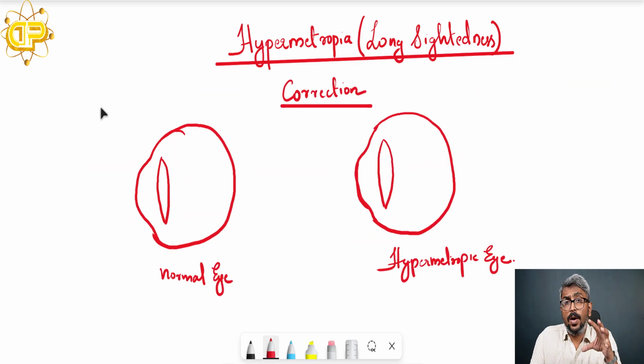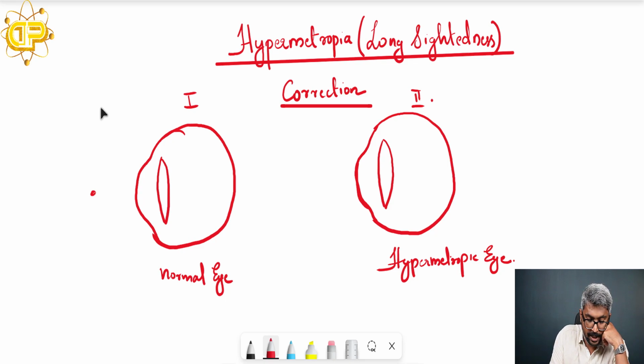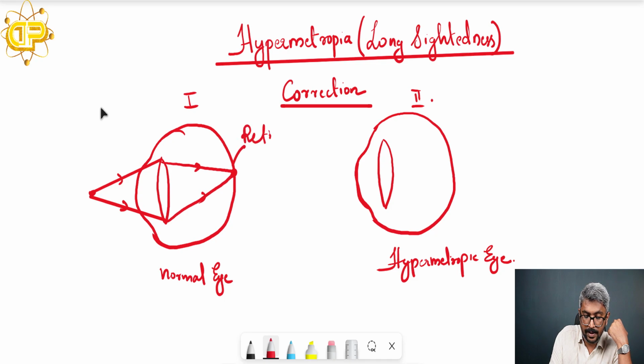So these are the two eyes. The first one is a normal eye and the second one is a hypermetropic eye. Let us see what happens here. In the first case, if this is a near point and any object is kept at the near point, the light rays come from that object, fall on your eye lens, converge and fall somewhere here. Then you can easily see the object clearly.